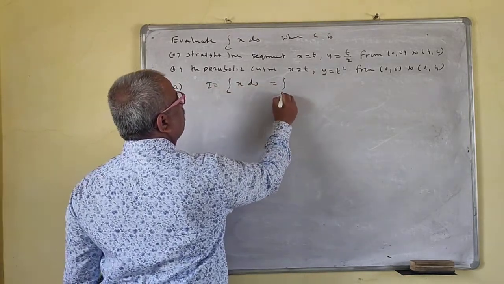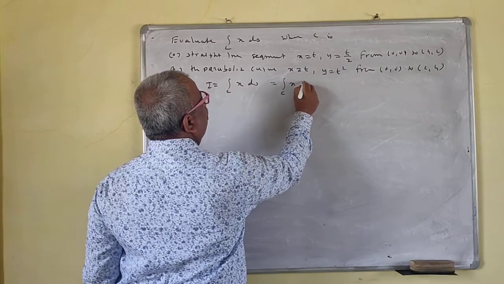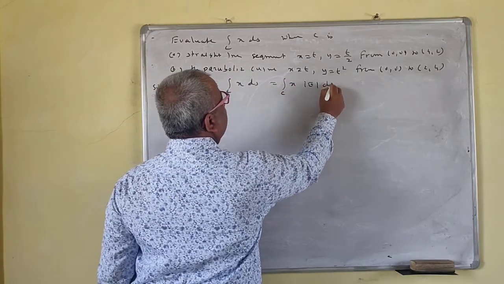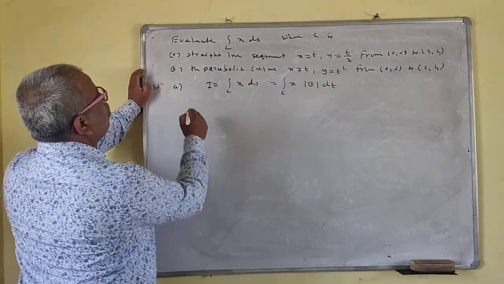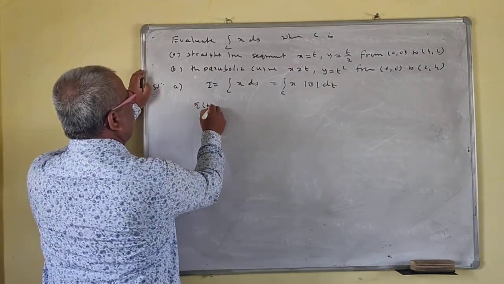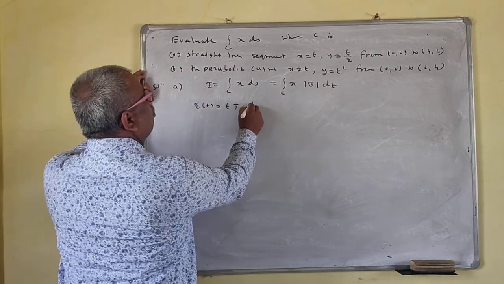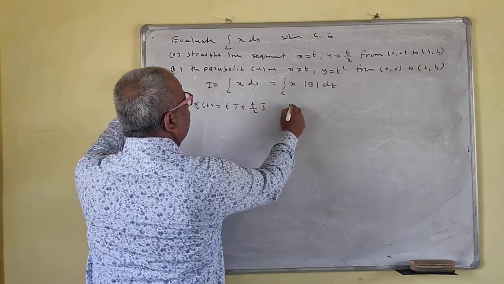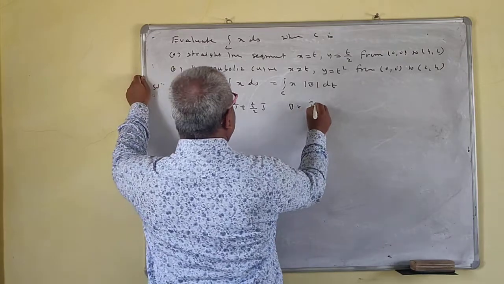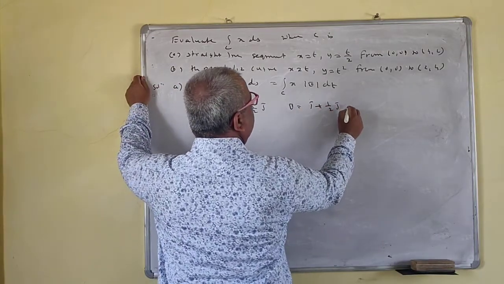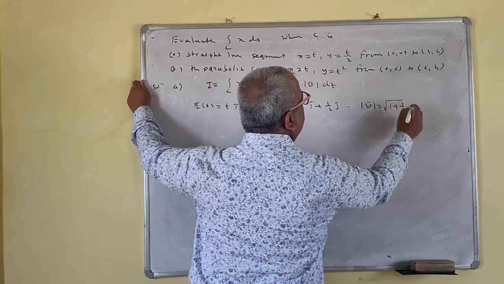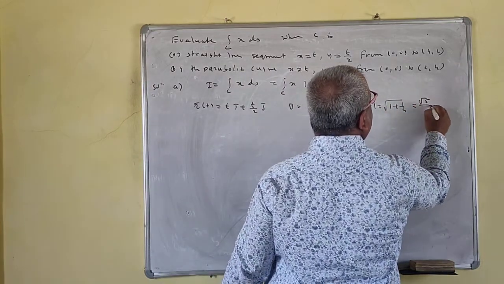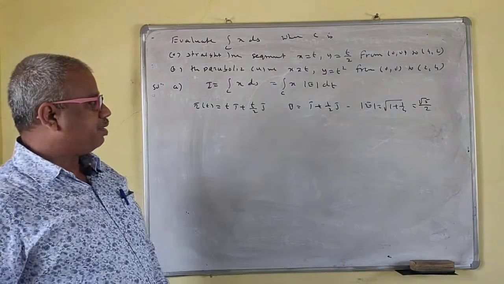So this is the integral over C of x times mod of v bar dt. Here r bar of t is equal to t i bar plus t by 2 j bar. So v bar is equal to i bar plus 1 half j bar. So mod of v bar is equal to root of 1 plus 1 by 4, so this is root 5 by 2.